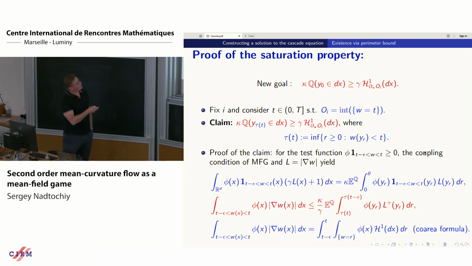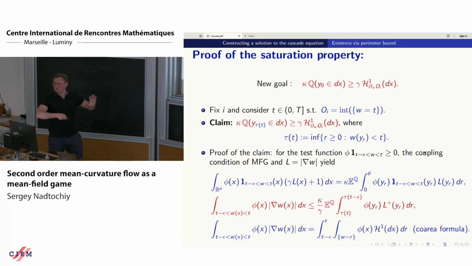So how do we do that? It turns out that this inequality follows exactly from the coupling condition of the game. So the game is designed in such a way that somehow it preserves perimeter by its structure. And how do we do this? This first line here is exactly the coupling condition with a test function chosen like this. I choose any nice function phi, and then the indicator that W is between t minus epsilon and t. So I'm looking at my particles between the two level sets of W, t minus epsilon and t. I plug it into my coupling condition, I get this equality.